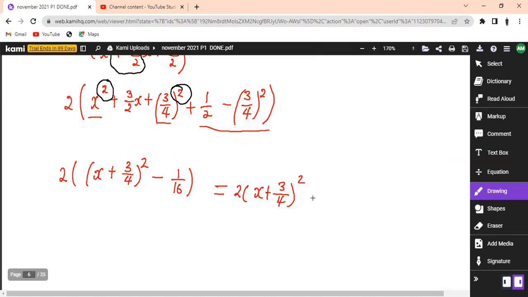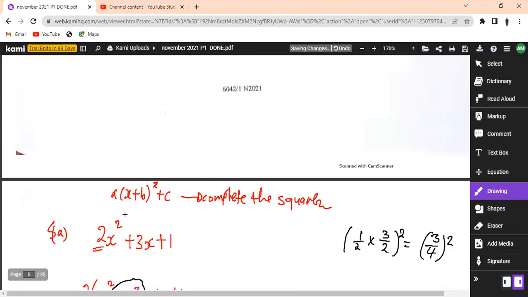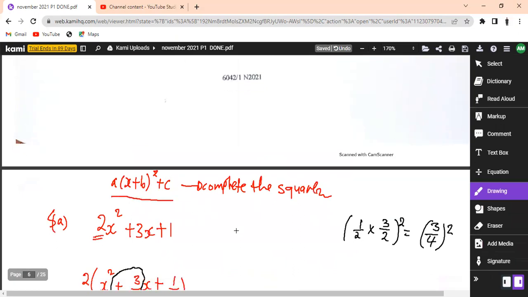Then 2 times minus 1 over 16, this 2 is going to multiply here. It also multiplies here. So we are going to be left with minus 1 over 8. If we multiply properly on your calculator, it's going to be minus 1 over 8. So that is the format that you are given here, guys, with this format of a into x plus b squared. That is the format that you're given here to find.